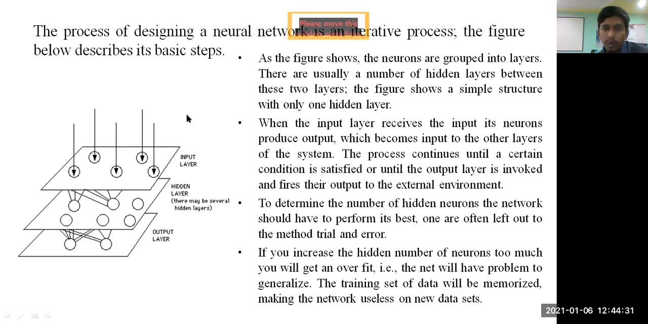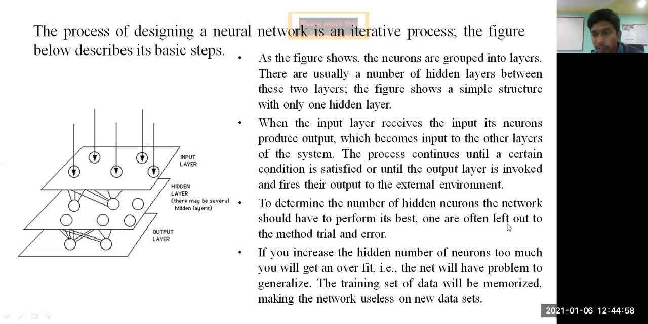The input layer will receive the inputs from the neurons, and the output layer will produce the output. The process continues until a certain condition is satisfied, or until the output layer is invoked and fires the output to the external environment. With respect to this layer arrangement, there is one important issue, that is to determine the number of hidden neurons the network should have to perform its best.